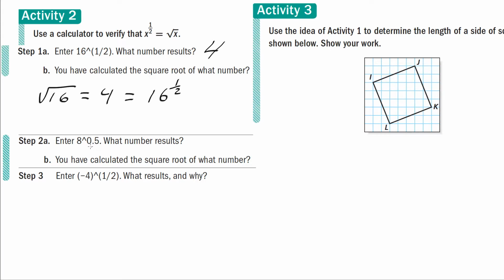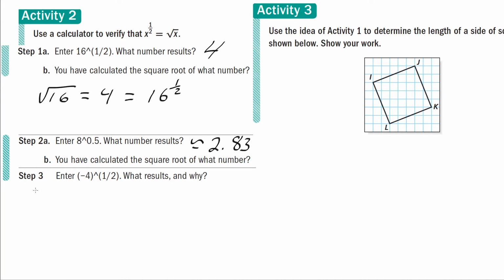Enter 8, and what number do you get? And again, are you going to get an exact answer? If it's an approximation, we'll do it to 2 decimal places. So root 8, and it's about 2.83, so approximately 2.83. And you have calculated the square root of what number? You've calculated the square root of 8 is approximately 2.83.